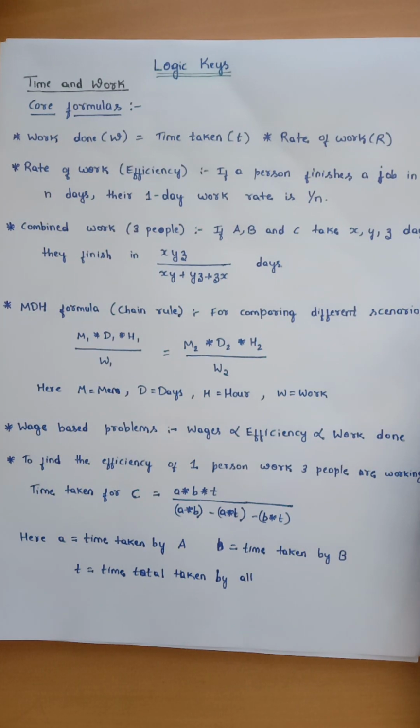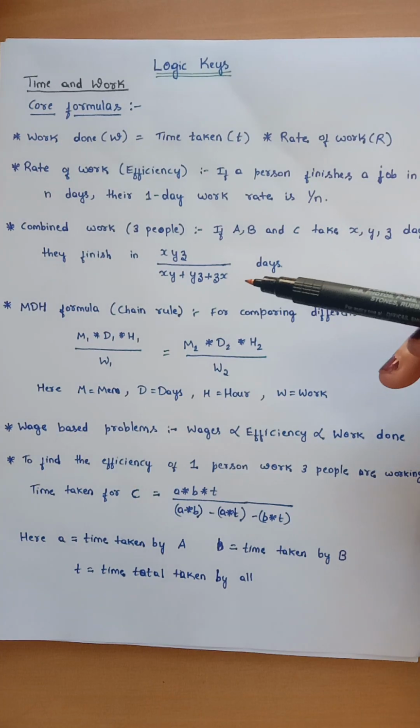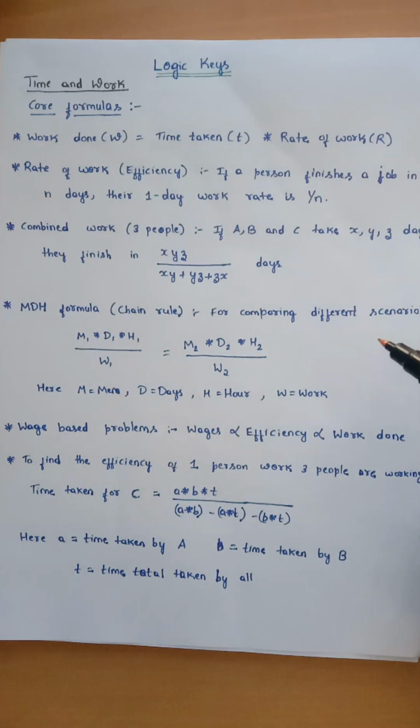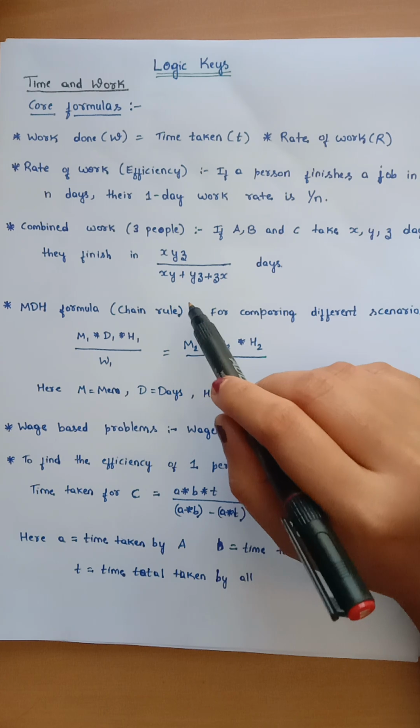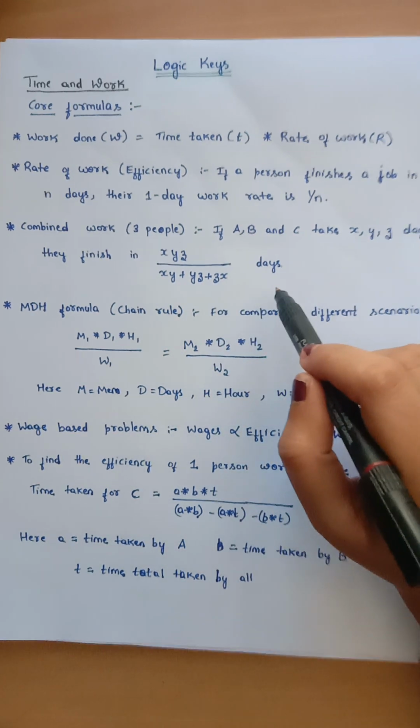There are other types of problems where we combine work. For example, there might be three people, four people, or whatever the number. If there are three persons A, B, C, and they have taken X, Y, Z number of days to complete the task, the formula to calculate the work done is X into Y into Z, that is the number of days, divided by XY plus YZ plus ZX number of days.